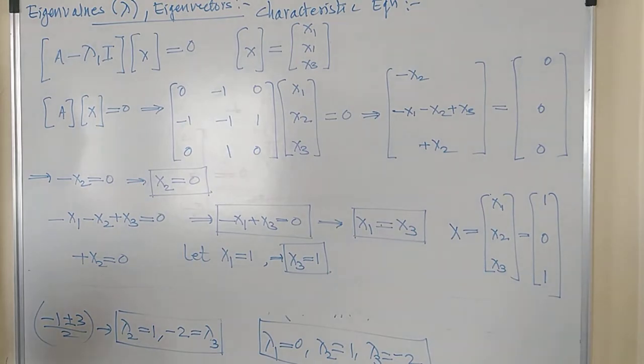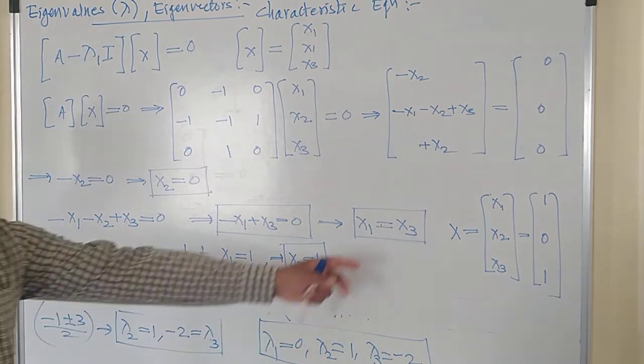Similarly, you can find the eigenvector for lambda 2 and the eigenvector for lambda 3. This is the way to calculate the eigenvectors. Now normalize the eigenvector, that means you should normalize this.